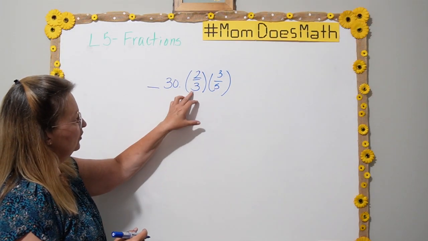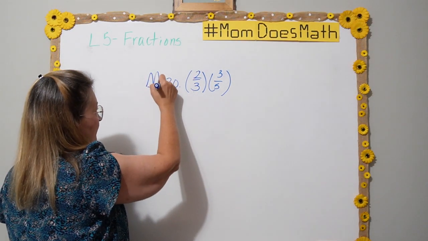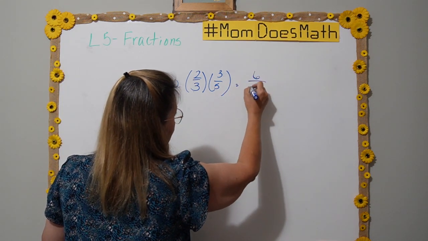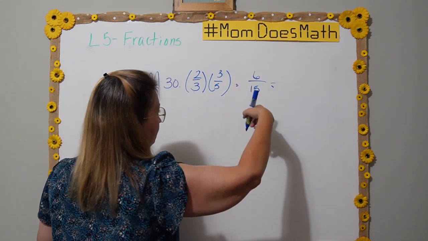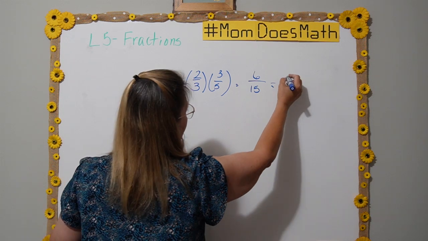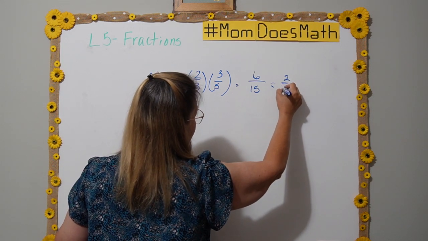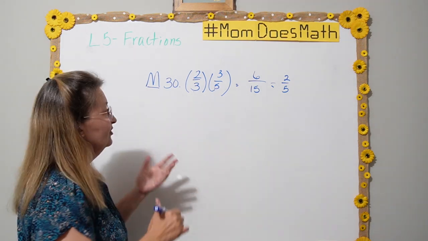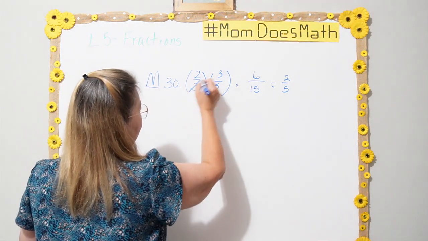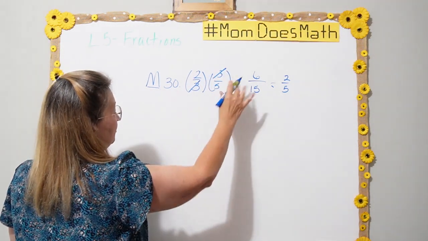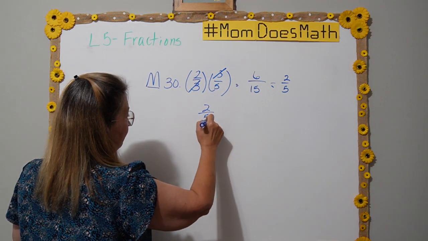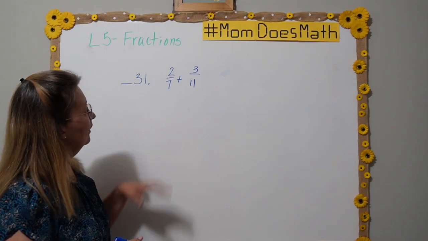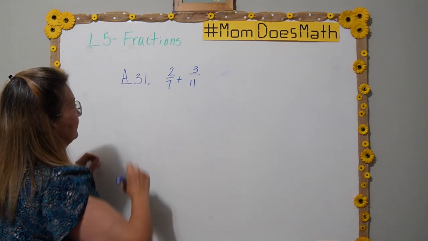Okay, for number 30, we are multiplying. So that means you can multiply straight across the top and straight across the bottom. And then you would have to reduce. 3 will go into both of these, so you get 2 fifths. Or, yes, you're probably saying, why didn't you just cancel? You can do that as well. I could have canceled these 2 3's, multiplied straight across the top, and gotten 2 fifths and not had to reduce. Okay, number 31 is addition.